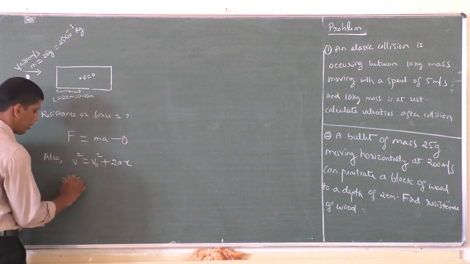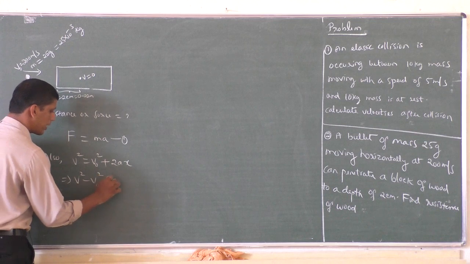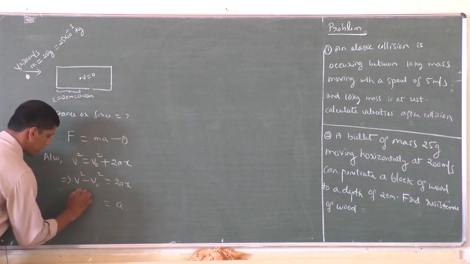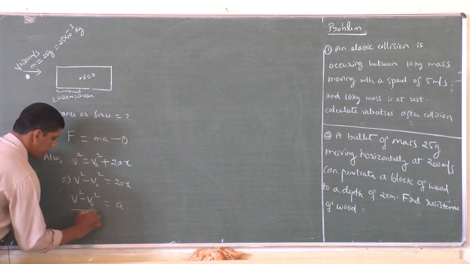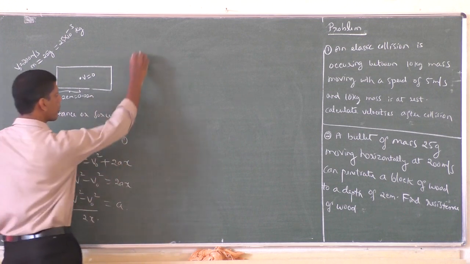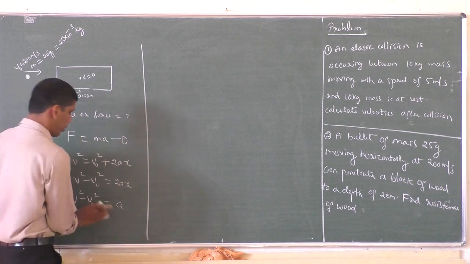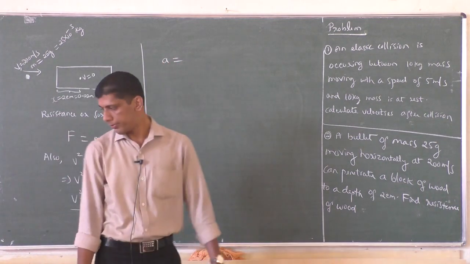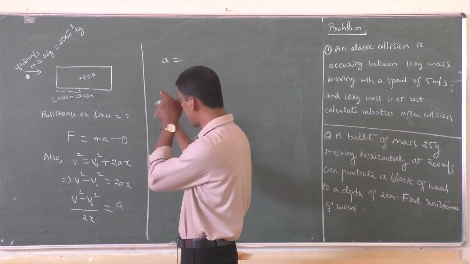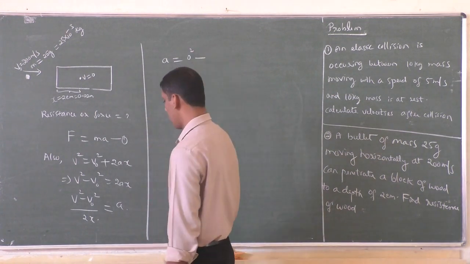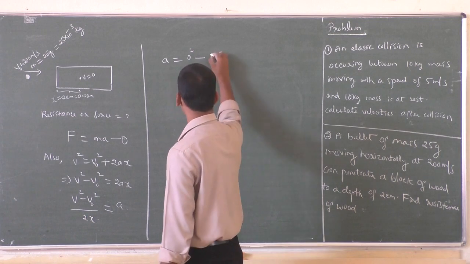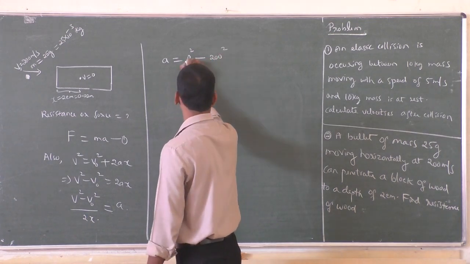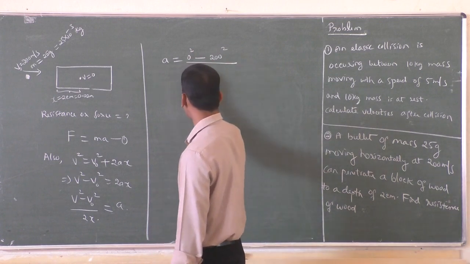That should be equal to v square minus v naught square, equal to 2 into a into x. To calculate a, a equals v square minus v naught square by 2 times x. So we have to solve this one. What is the value of v here? v value is 0. So 0 square minus, what is the value of v naught? v naught is given as 200 meter per second, by 2 times x.